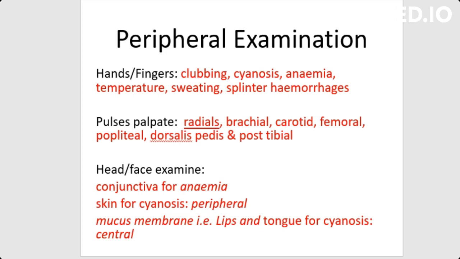From there, you come and palpate the pulse. There are different arteries which you need to palpate: radial, brachial, carotid, femoral, popliteal, dorsalis pedis, and posterior tibial artery. But most of the time, the radial artery is preferred. Now you come to the head or the face and you examine the conjunctiva for anemia. You examine the skin for cyanosis, that is peripheral cyanosis. Then you examine the mucous membrane, such as the lips and the tongue, for cyanosis, and that is central cyanosis.